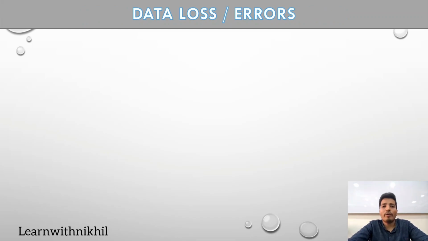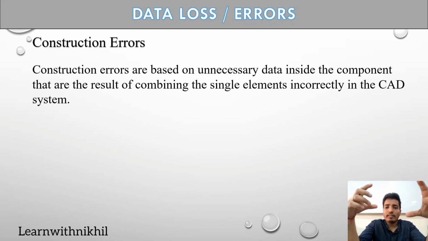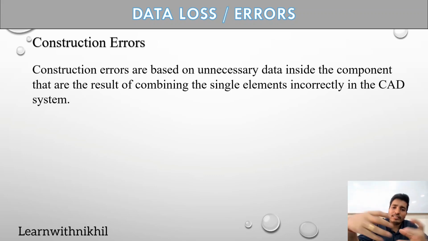Next we'll talk about data loss or errors. While creating the STL file, there will be some errors or data loss. So let's talk about that. It is divided first into construction errors. Construction errors are based on unnecessary data inside the component, the result of combining single elements incorrectly in the CAD system. If you are joining two elements in the CAD system, the joining may not be proper. There will be some gaps left, or the two parts will be inside each other. Those are called construction errors.